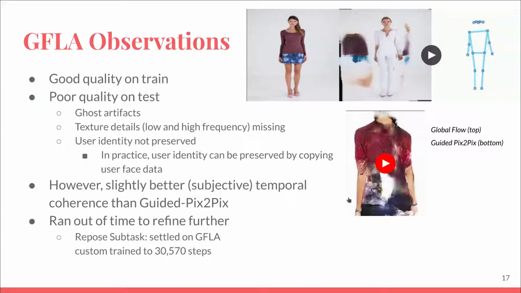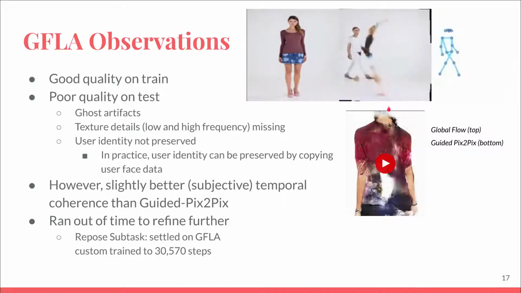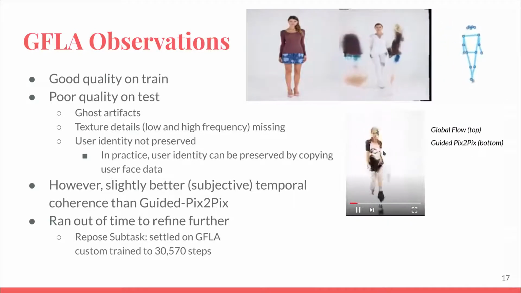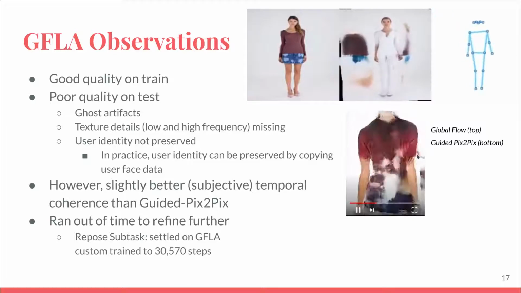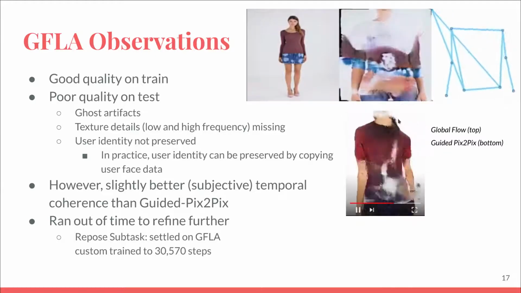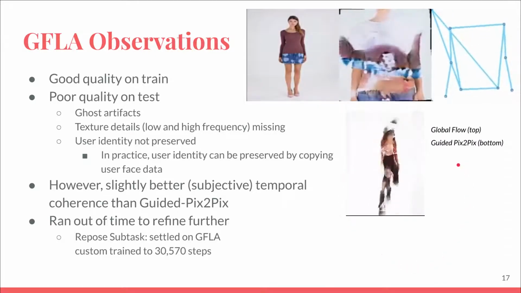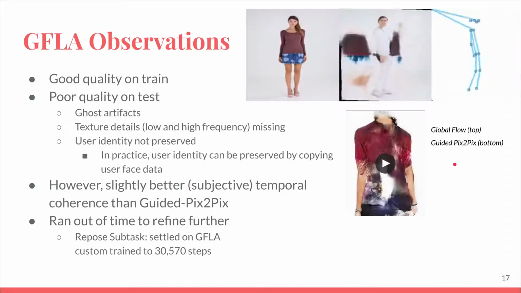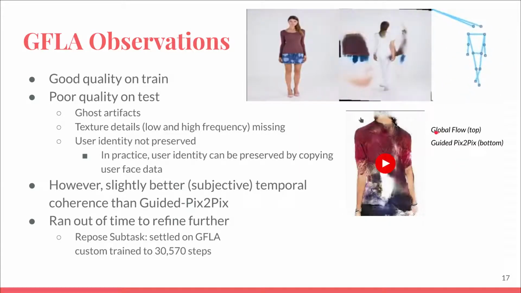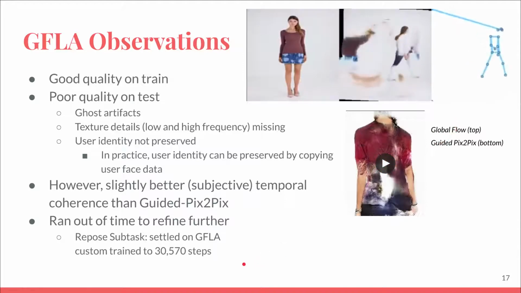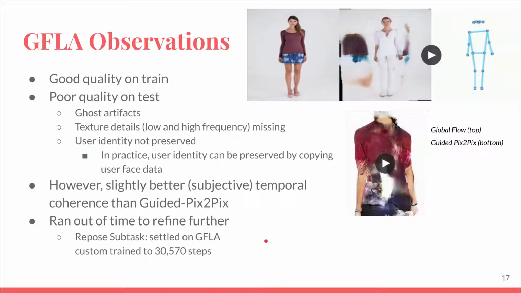However, the global flow repository did achieve slightly better results in terms of temporal consistency than the guided Pix-to-Pix results that you can see here. The flickering is less severe. But at this point, unfortunately, we ran out of time to refine the reposing subtask further. So for the reposing subtask, we settled on using the custom-trained global flow model up to 30,000 steps.